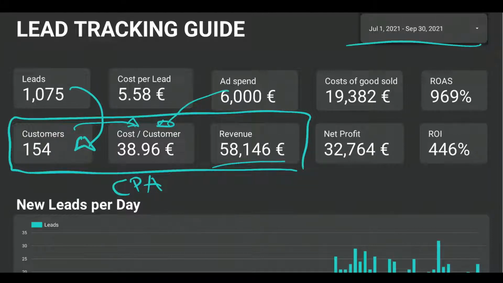So this is not CLV, customer lifetime value, but revenue. That's a bit of a discussion, but this would be lifetime revenue, if you take the revenue divided by the number of customers.